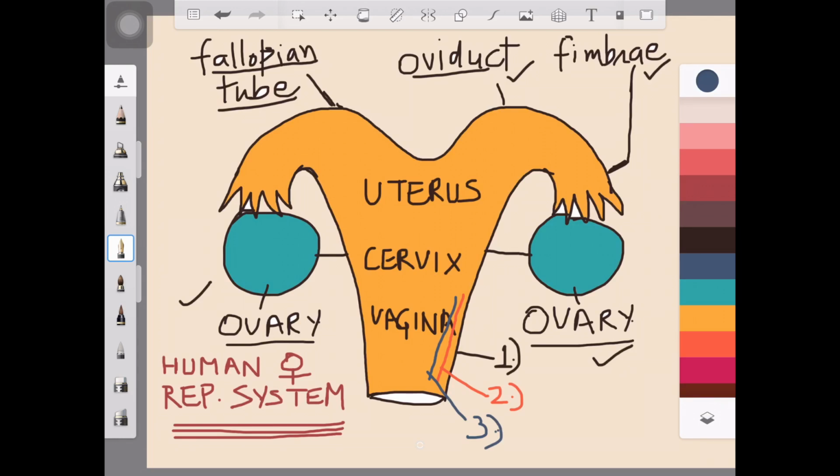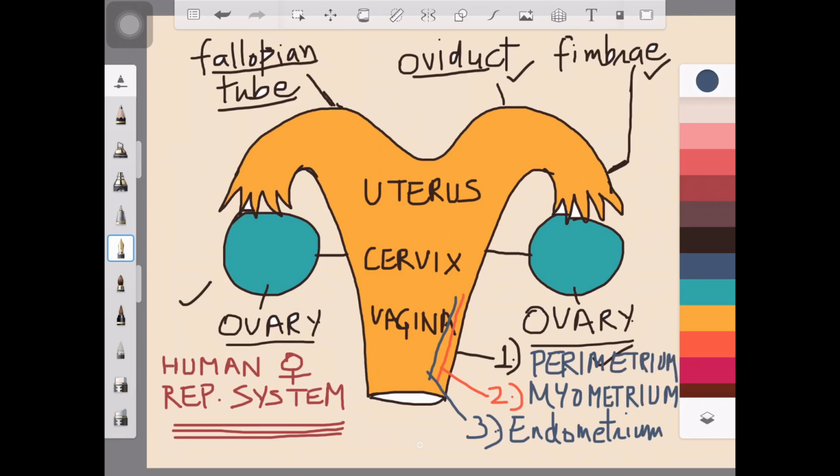And the innermost is called endometrium, the middle called myometrium, while the outermost is called perimetrium. Perimetrium.